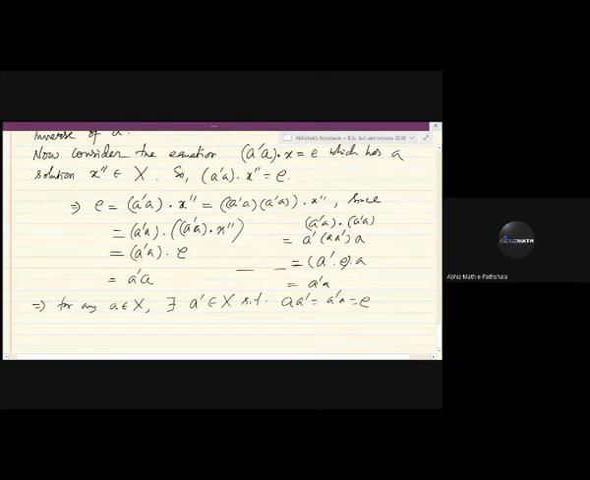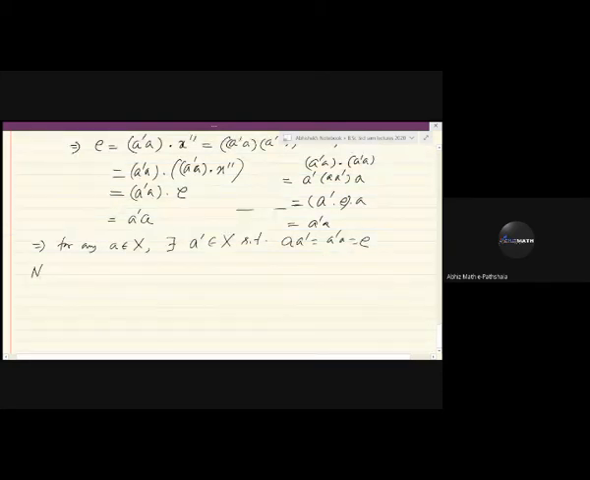Now you need to check that it remains to check that e is the left identity. So what is e dot a? e can be written as a dashed a, dot a. Now by associativity we will have a dashed a dot a. So again you have a dot e, and this is a. So thus this is true for all a belongs to X.